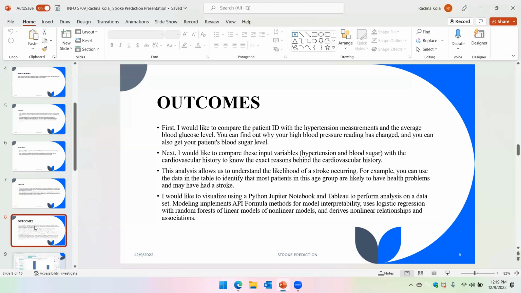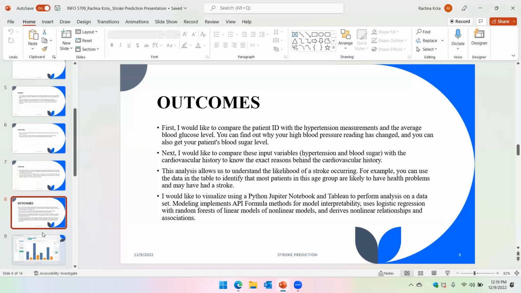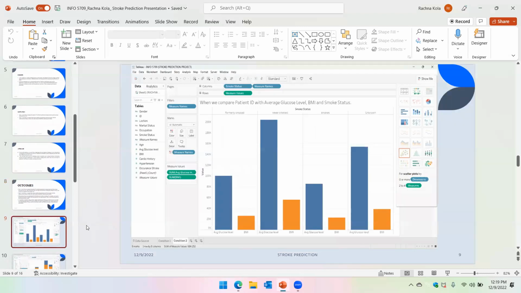So I would like to use Python, Colab, and Jupyter, and also Tableau to perform some analysis on the data set to find out the accuracy of the models that we build to predict this occurrence of stroke. Coming to the outcomes, like the basic outcomes that this project develops. So this is the Tableau version of the outcome.